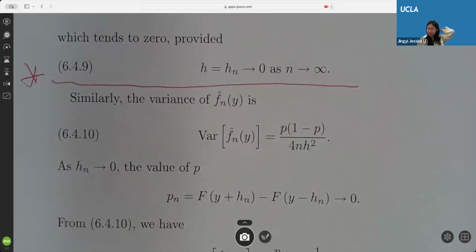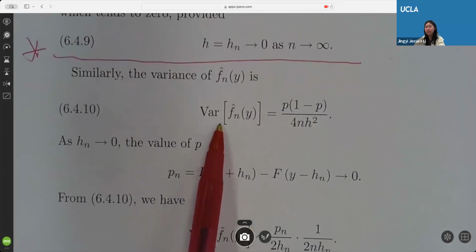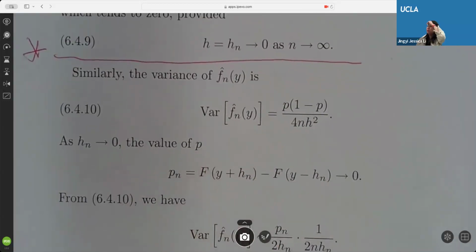Variance. Again, the variance can be derived based on the binomial property. In the interval versus out of the interval, how many fall in the interval is a binomial counting problem. So this is the variance.